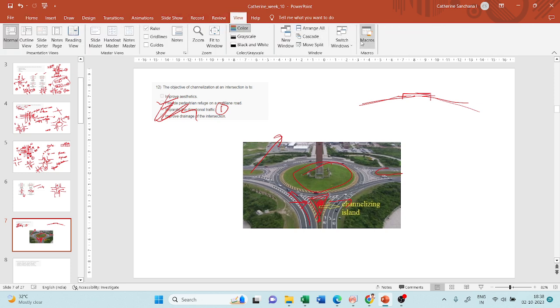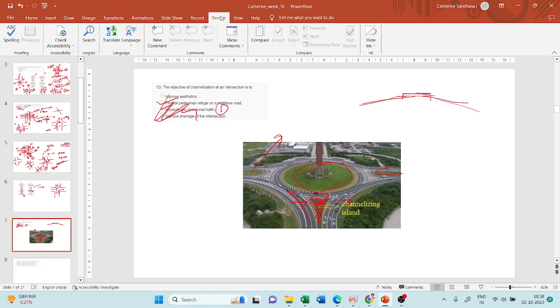So the two reasons will be: only provide pedestrian refuge on a multi-lane road and separate the directional traffic. Okay.